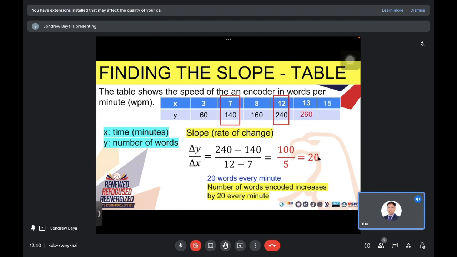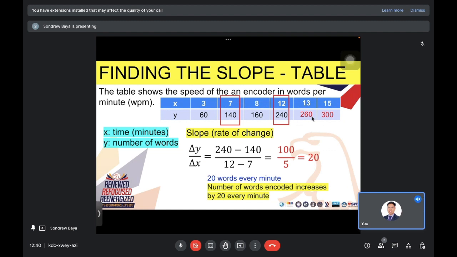How about 15 minutes? Now from 13 to 15, that's about 2 minutes. And since every minute, this is 20 words, therefore from 13 to 15, he was able to type in an additional 40 words. Again, the rate is 20 words per minute. Now this one is having a span of 2 minutes. Therefore, there should be an increase of 40 words from 260. Thus, we got 300 words.